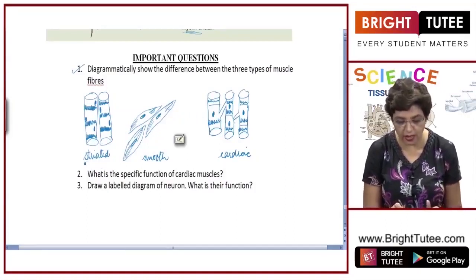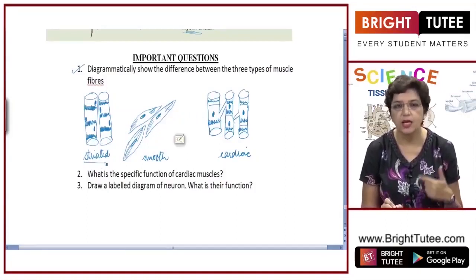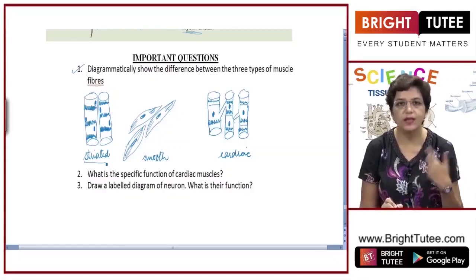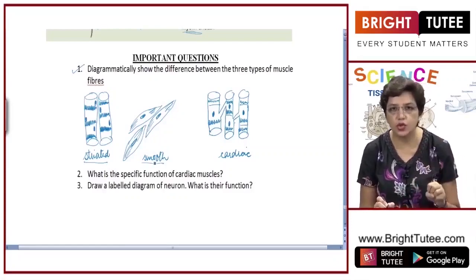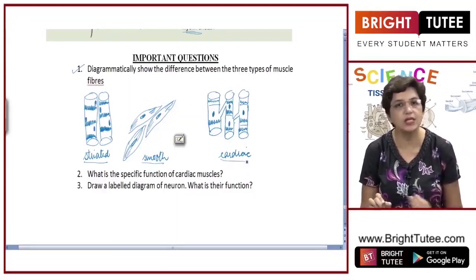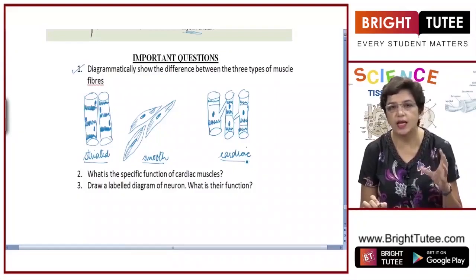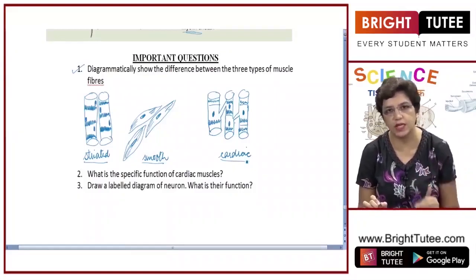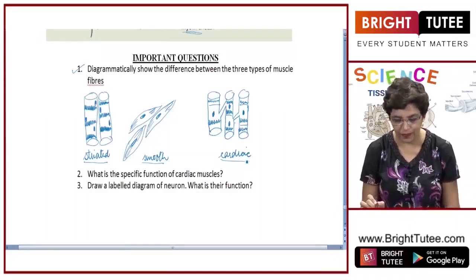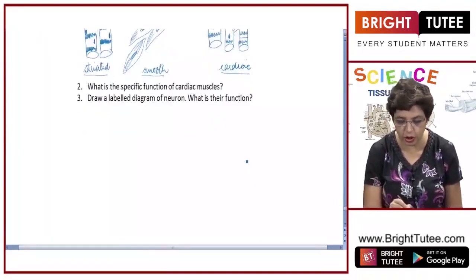Otherwise, function wise, striated are skeletal muscles. They work at our own will, they help in the movement. Smooth muscles are involuntary. They control the involuntary movement of visceral organs. Cardiac muscles are again involuntary and they help in the rhythmic contraction and relaxation of the heart, which helps in the pumping of blood. So let's move on to the next question.